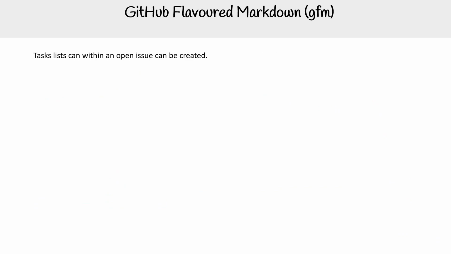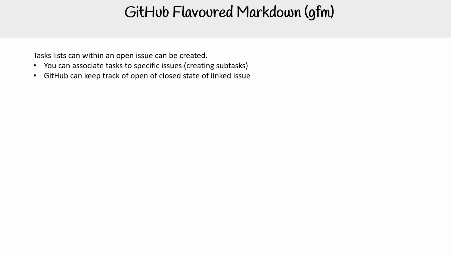Task lists can be turned into open issues. Kind of wrote that a bit weird. You can associate tasks to specific issues, creating basically subtasks. GitHub can keep track of your open or closed state of linked issues. You can on click turn a task and associate it with an issue.